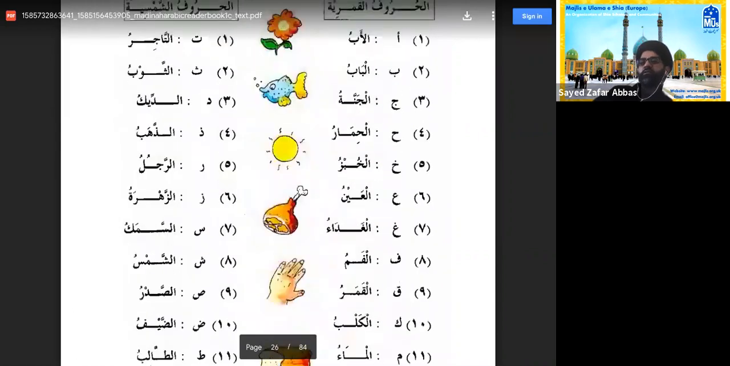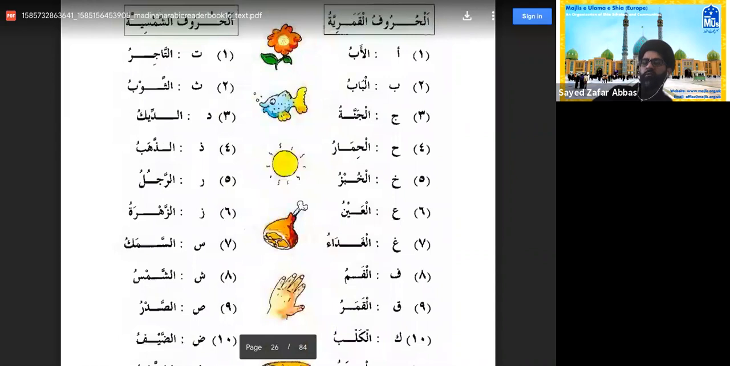Huruf al-shamsiyya are a little bit difficult. So just for the benefit of those who didn't understand or were not able to fully understand. In huruf al-shamsiyya, they are written exactly the same way as huruf al-qamariyya. But when we pronounce them, the lam will not be pronounced.